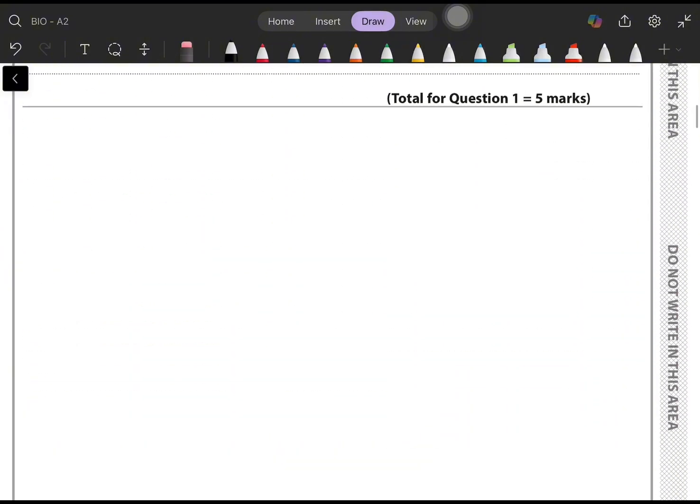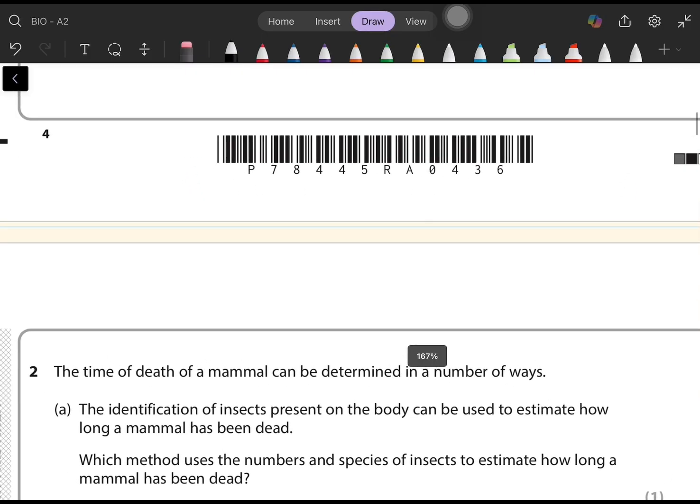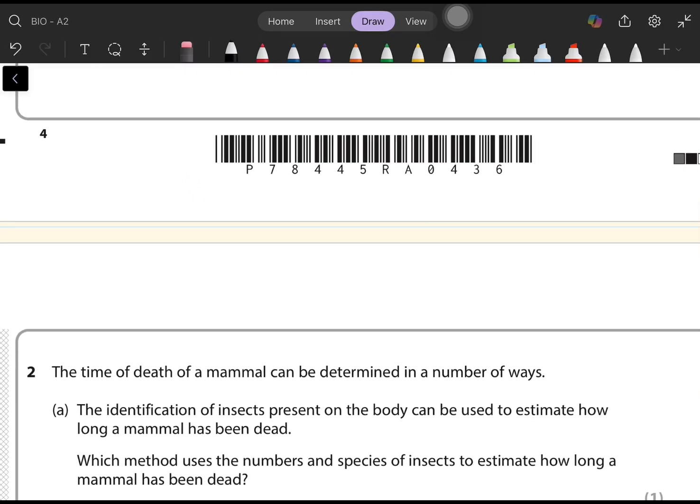Let's just move on to the next question. All right, the time of death. The time of death of a mammal can be estimated in a number of different ways, right? The identification of insects present on the body can be used to estimate how long the mammal has been dead. Which method uses the number and species of insects to estimate how long a mammal has been dead?